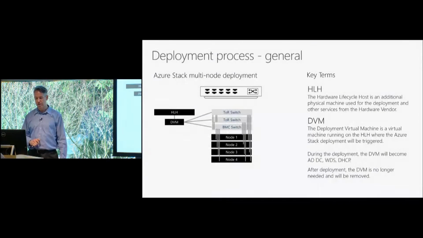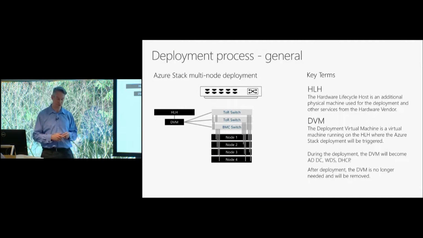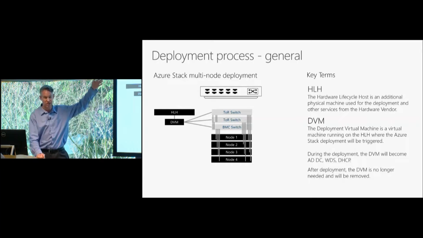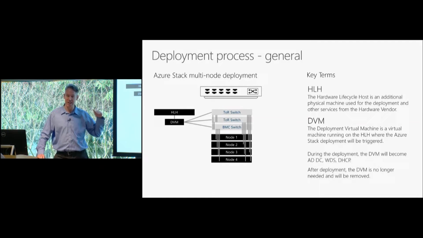So what happens in the deployment process? We mentioned earlier that there's a hardware lifecycle host. That's a little bonus server that sits inside the rack, except for Cisco. Cisco uses the UCS components to fulfill this role. It's there permanently, and it's used long-term to manage the hardware inside the Azure Stack.